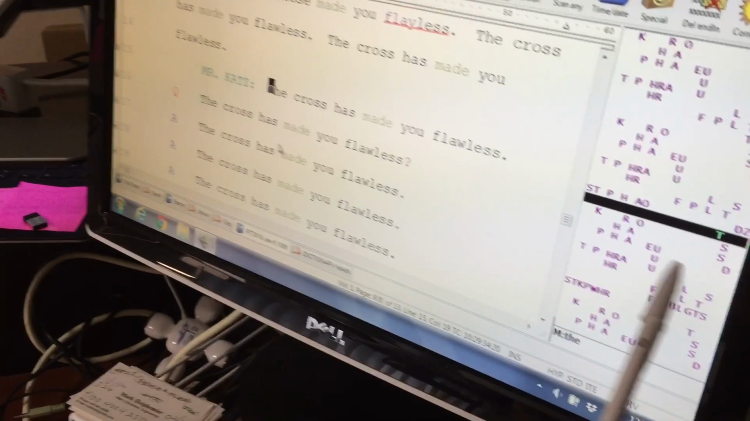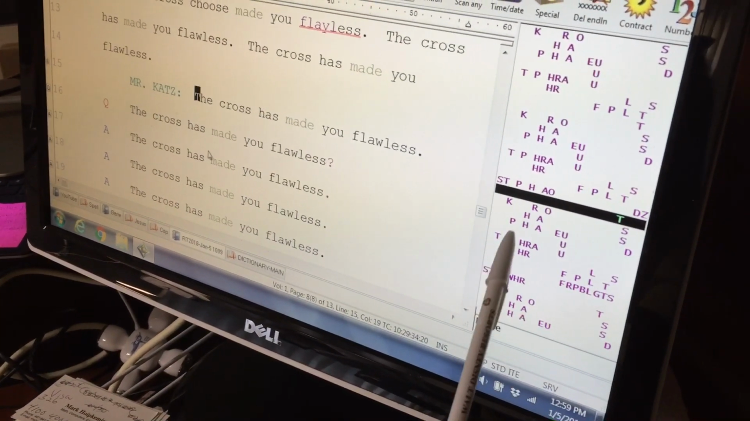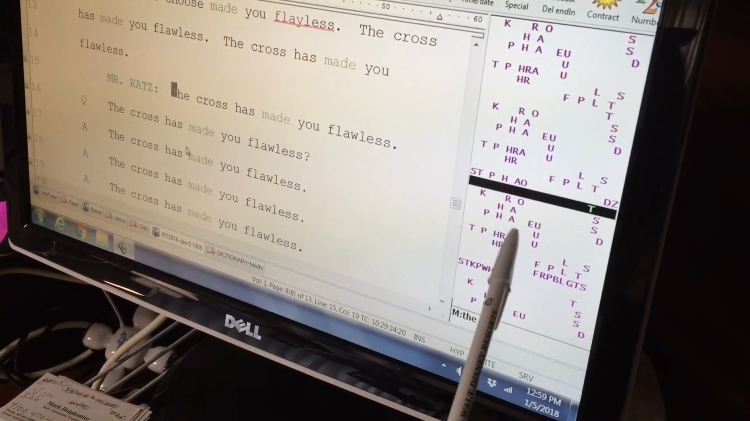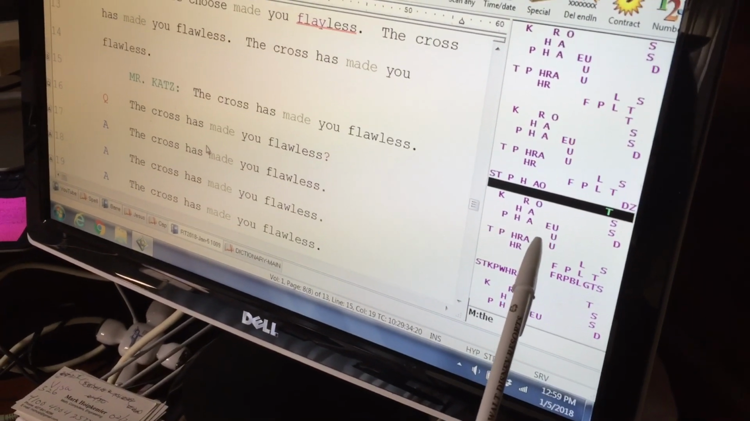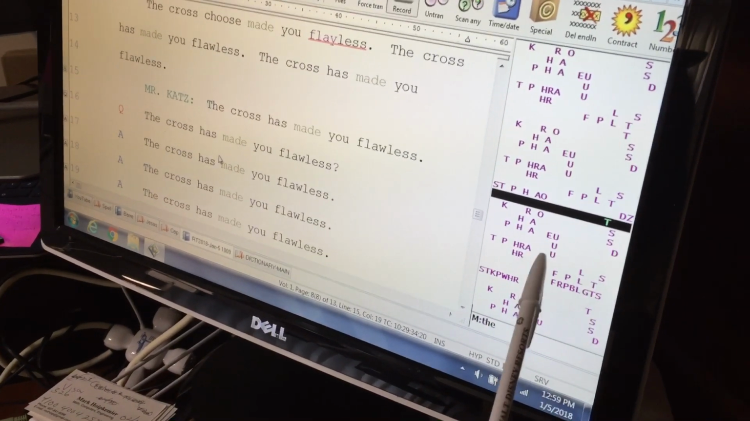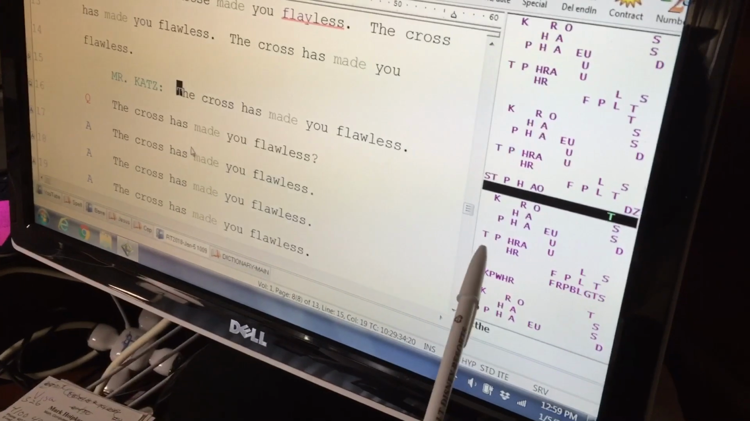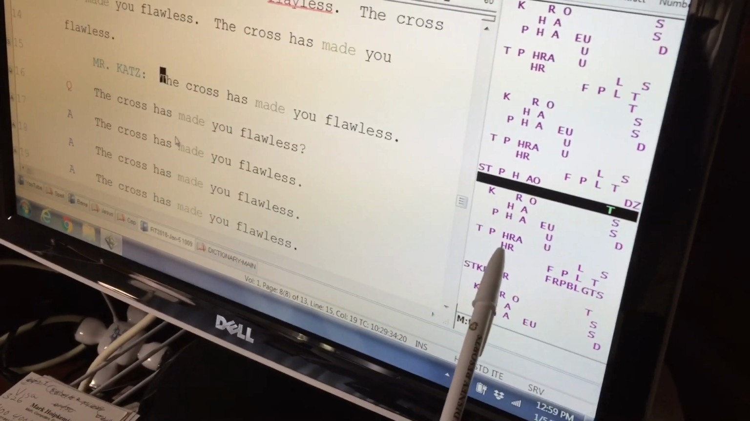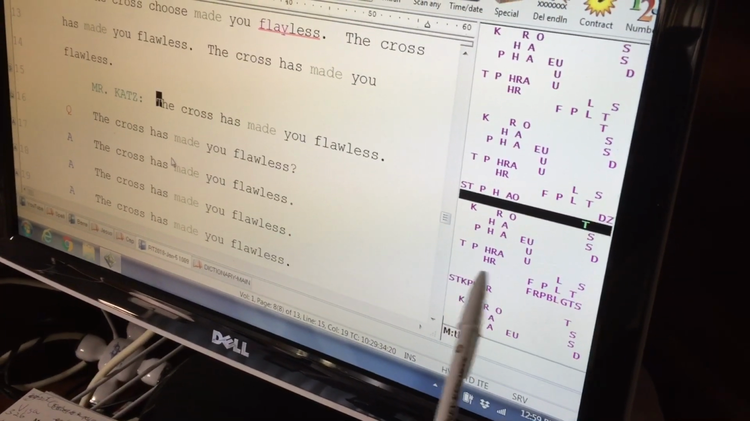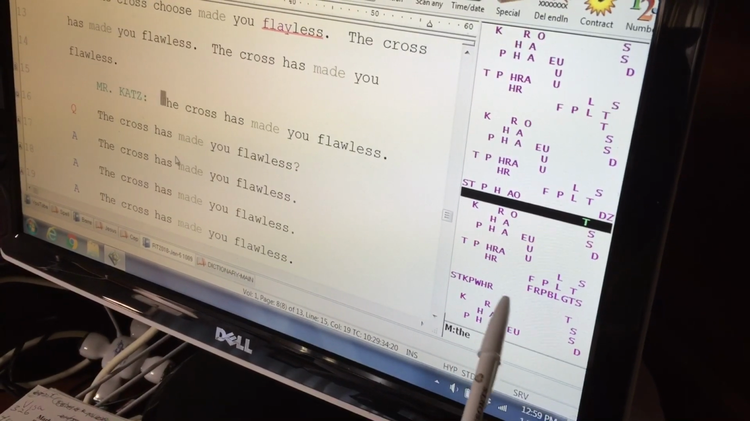K-R-O-S, we're writing phonetically, so that's cross. H-A-S you can read. P-H is the initial M sound, A with the long E, with the EU is long A, D, the word made, and then I just write U with the U. And then TP is F-L-A-U, flawless. I write L-L-S, that suffix.